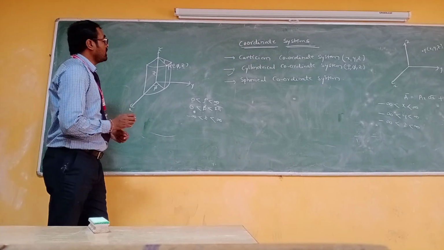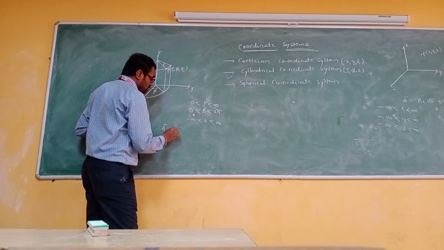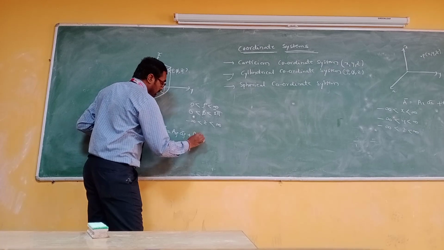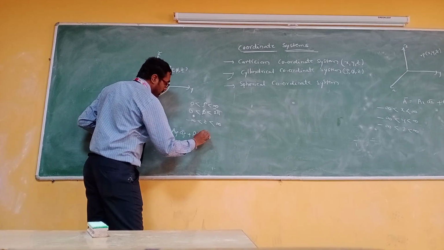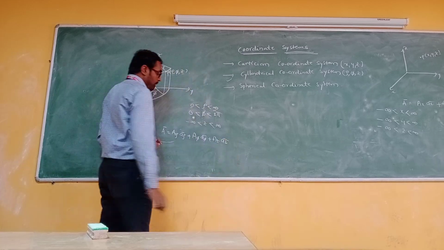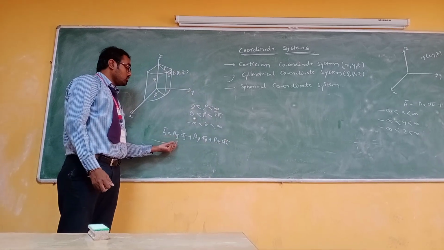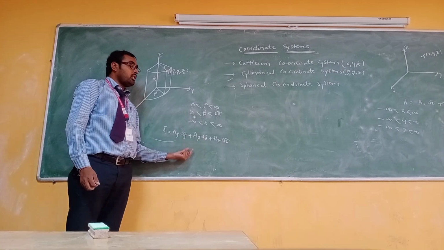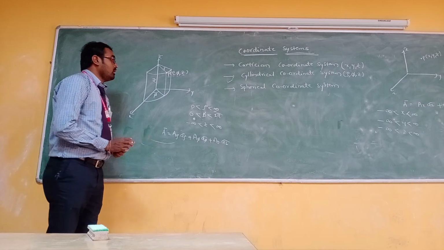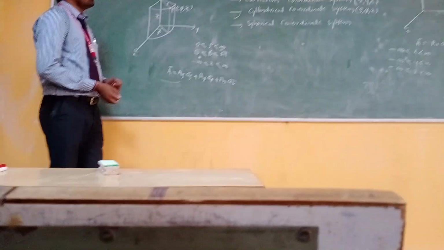The vector representation in the cylindrical coordinate system is A bar equal to A rho a rho bar plus A phi a phi bar plus Az az bar. Here the magnitude in the rho direction is A rho, in the phi direction is A phi, and in the z direction is Az.